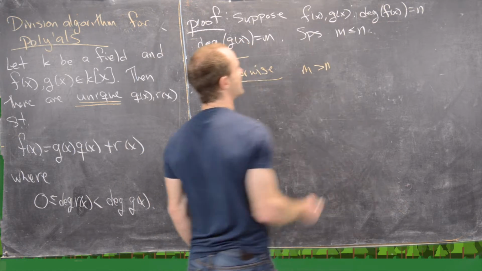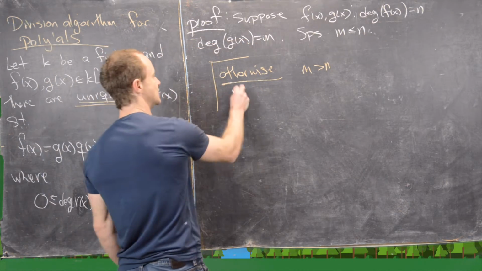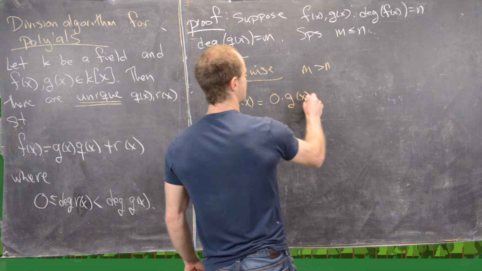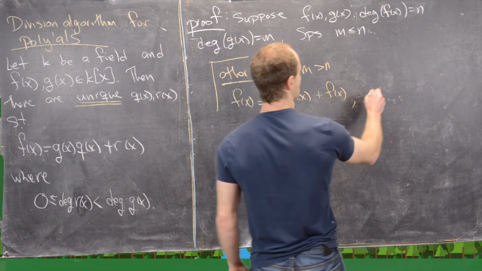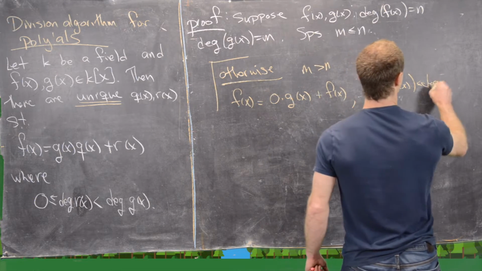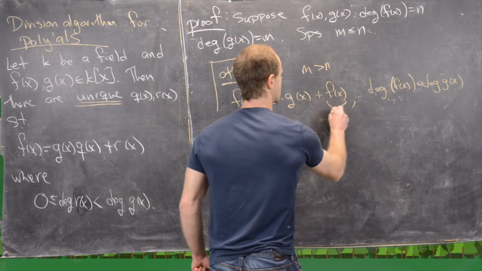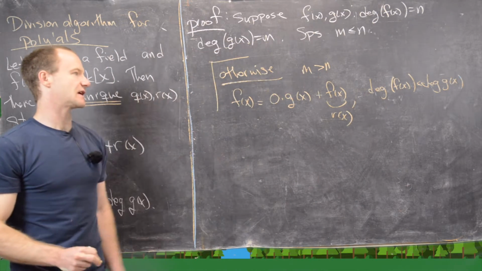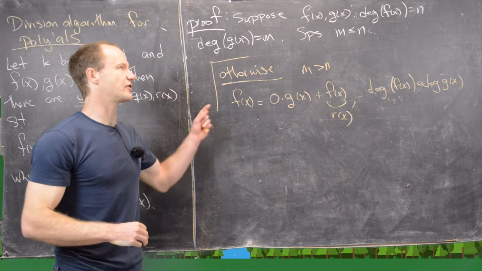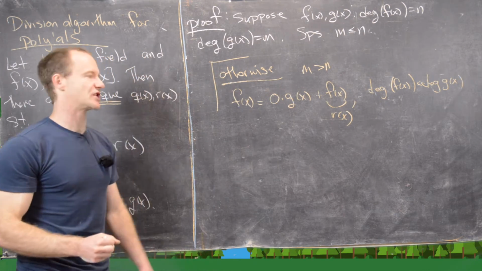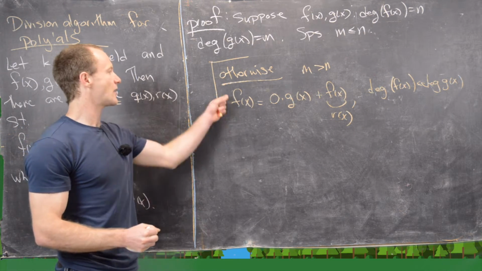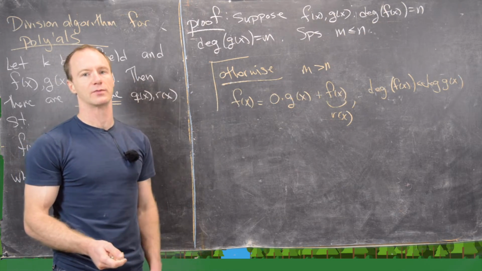m is strictly bigger than n, and then we have the following equation. So f of x equals 0 times g of x plus f of x. And then notice that the degree of f of x is less than the degree of g of x. So in other words, we can take our remainder just to be our original function. So there's nothing really going on here. Our quotient is 0. So if our degrees are the reverse of what we should have, our quotient is going to be 0, and this isn't super interesting. Okay, I'll erase this yellow and then we'll get going with the real proof.